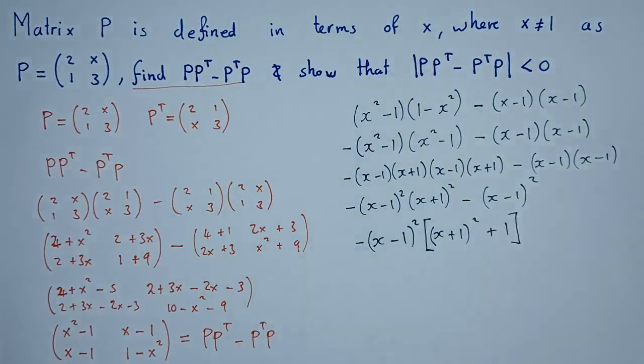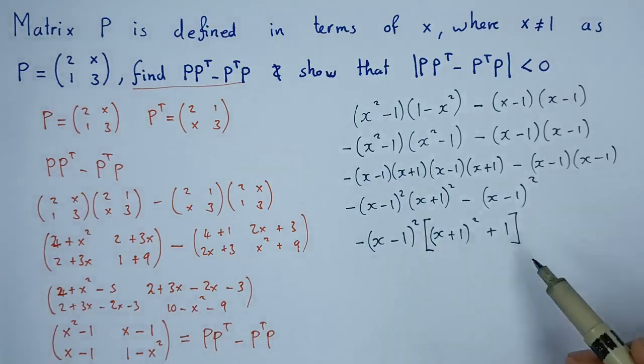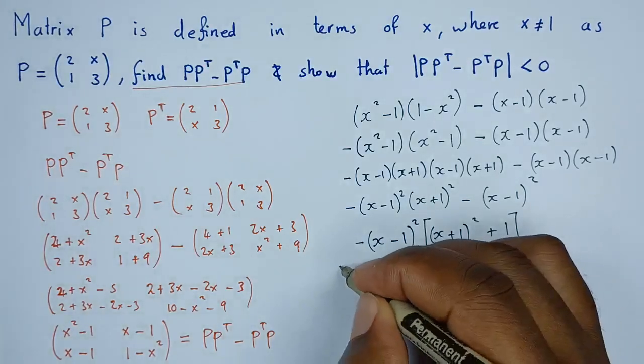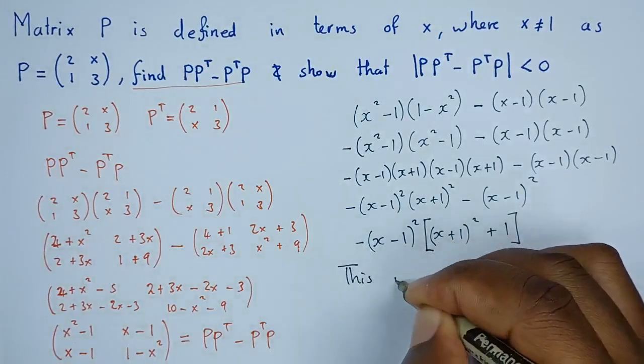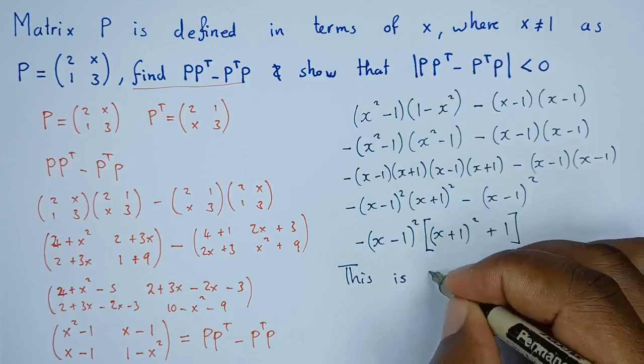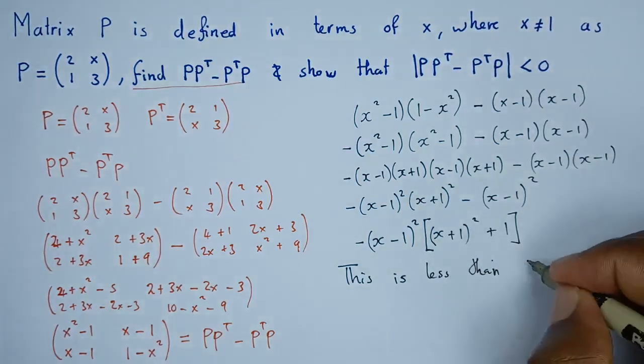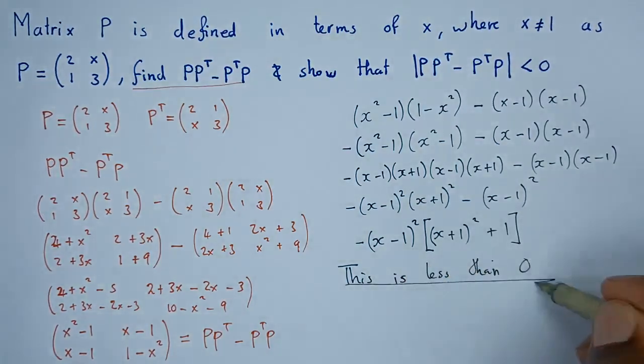Now, how do we conclude that this is negative? If you think of it, first of all, let's try to expand. Or maybe let's leave that. It's better this way. So this is a negative. We can say this is less than 0. How do we come to this conclusion?